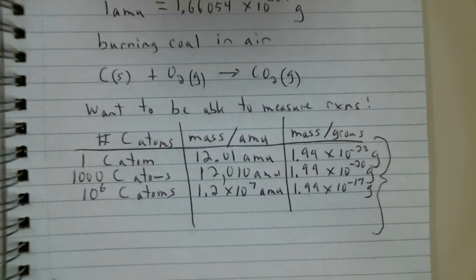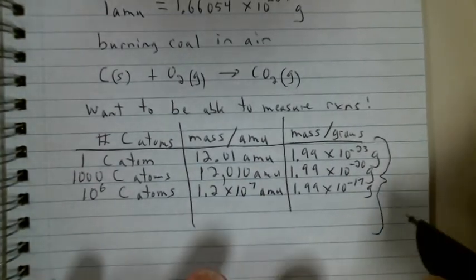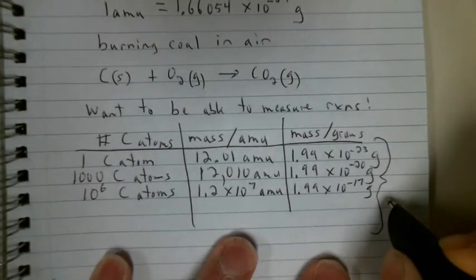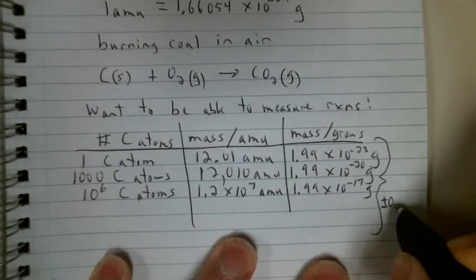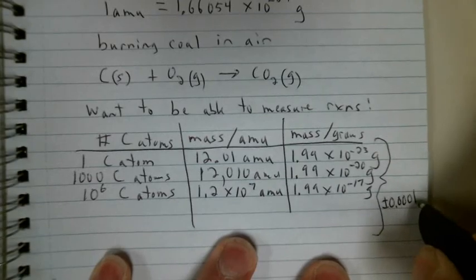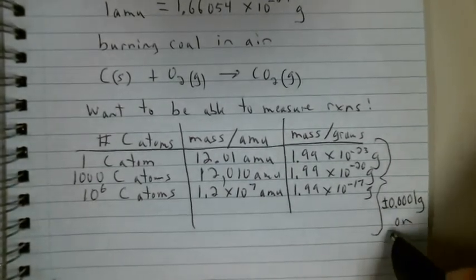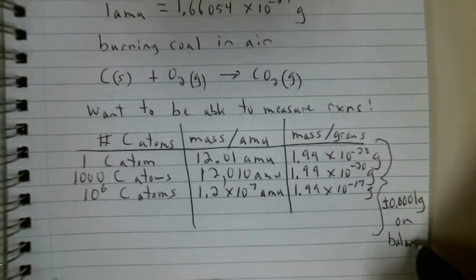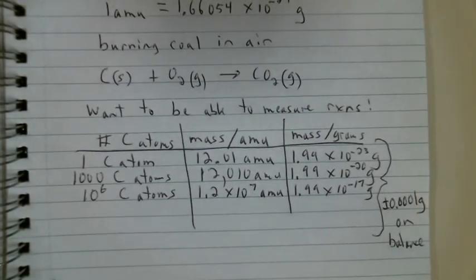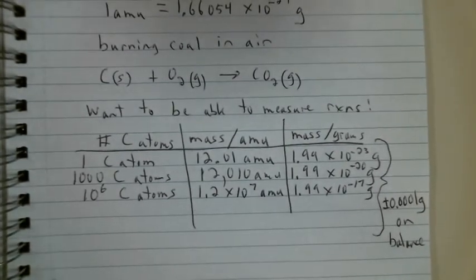And I don't have as much space on here, but the best a balance can do is plus or minus 0.0001 grams on a typical, really, really expensive couple $1,000 balance. That's the best we can do.